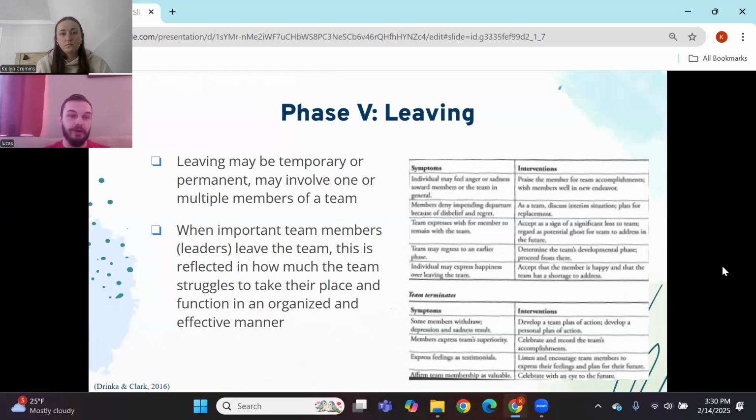phase. When important team members, such as leaders, leave the team, this is reflected in how much the team struggles to take their place and function in an organized and effective manner.